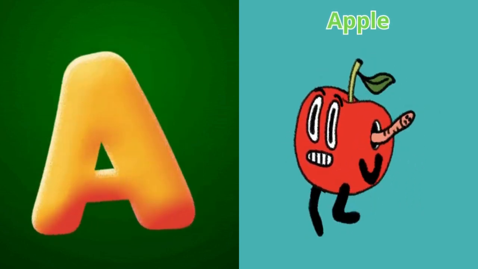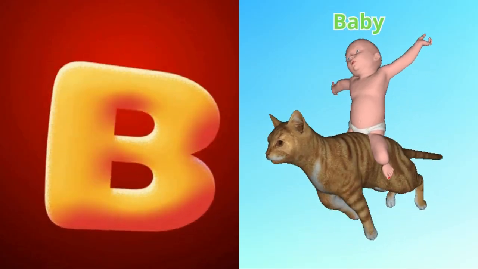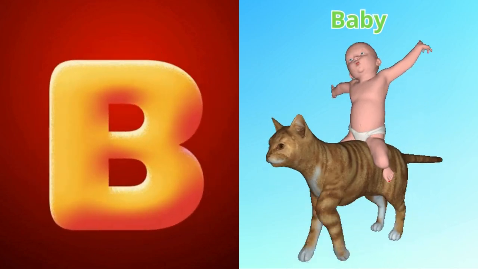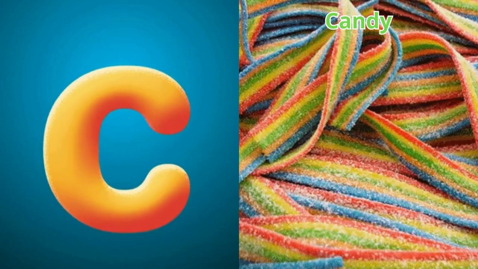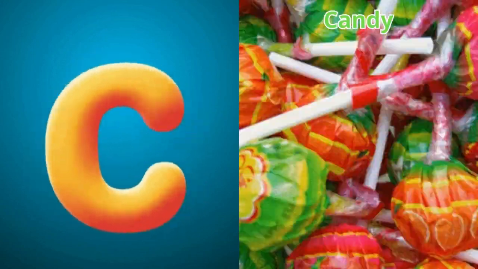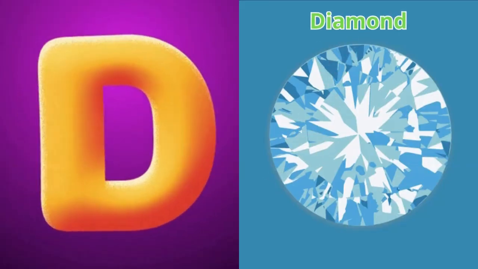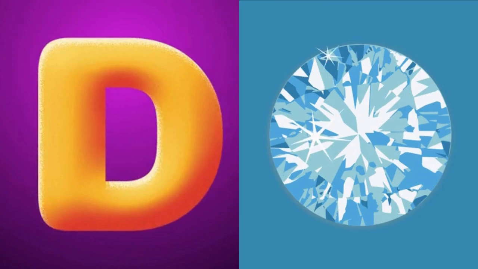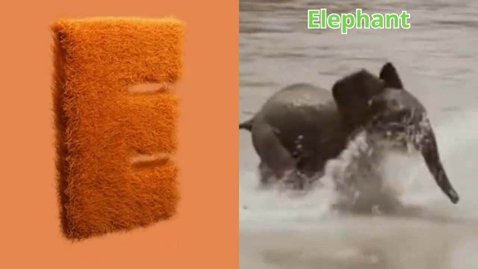A is for apple, apple, apple. A, apple. B is for baby, b, b, baby. B, baby. C is for candy, c, candy. C, candy. D is for diamond. E is for elephant, elephant.